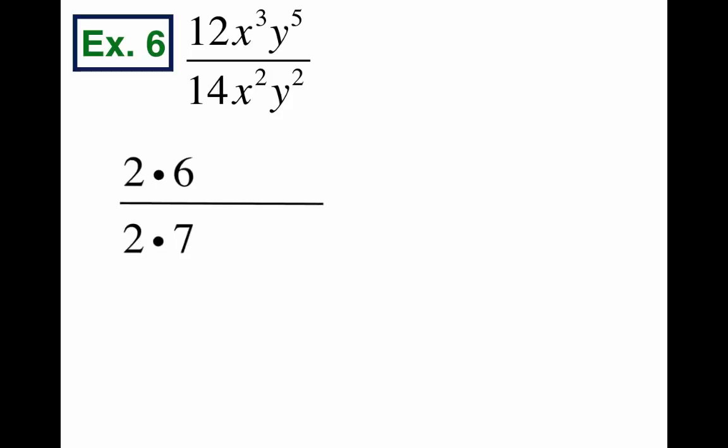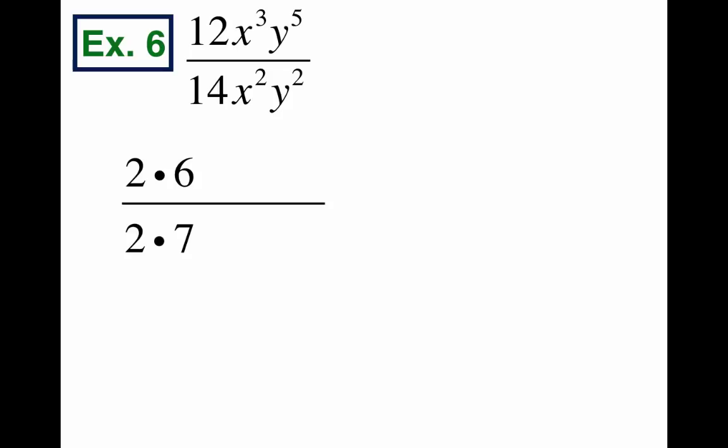All right, let's try another one. Example 6. So how about this one? 12x to the 3rd, y to the 5th, over 14x squared, y squared. We totally could expand it and do the power of 1s. But instead, I'm going to do this. I'm going to break out the numbers. 12 is going to be 2 times 6. 14 is going to be 2 times 7.